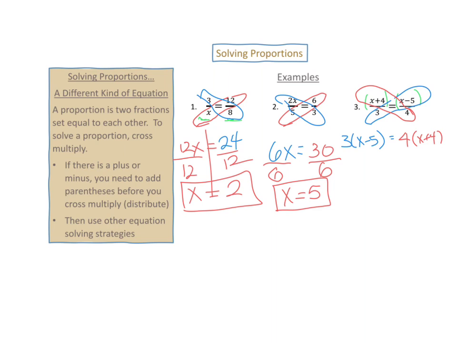I have to distribute. The 3 goes times the x, and it goes times the negative 5. The 4 goes times the x and times the 4. 3 times x is 3x. 3 times negative 5 is negative 15. 4 times x is 4x. 4 times 4 is 16. Are you with me so far? All right.